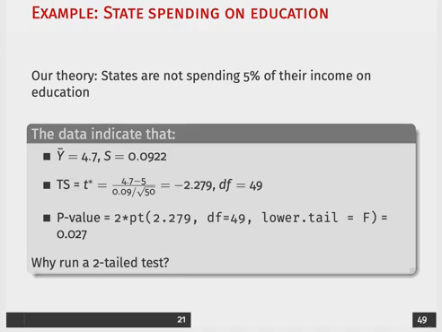So we're interested in seeing how much mass is in that probability distribution above and below the number of standard deviations or the test statistic away from the expectation. And since that is 0.02, we can confidently say that we find evidence to reject the null hypothesis that states are spending 5% of their income.